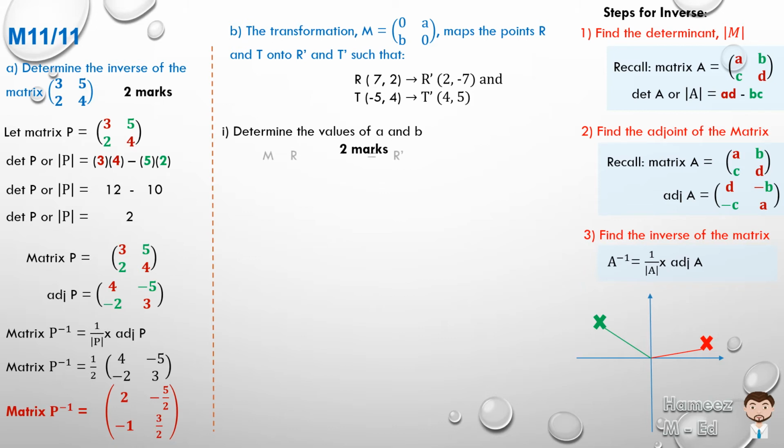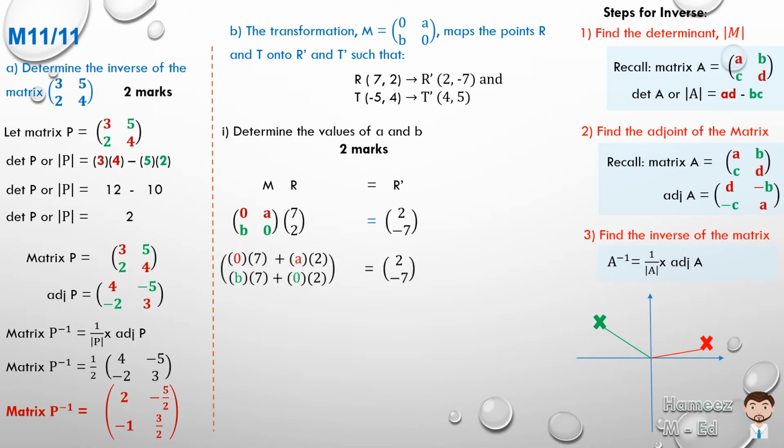So we know M, the transformation, when it's applied to R, M times R will give us our new image, R prime. So let's substitute. 0, A, B, 0 by 7, 2 is equal to 2, minus 7. And the red row by the column, and then the green row by the column as usual. 0 times 7 plus A times 2, and B times 7 plus 0 times 2 is equal to 2, minus 7. Right? And let's solve.